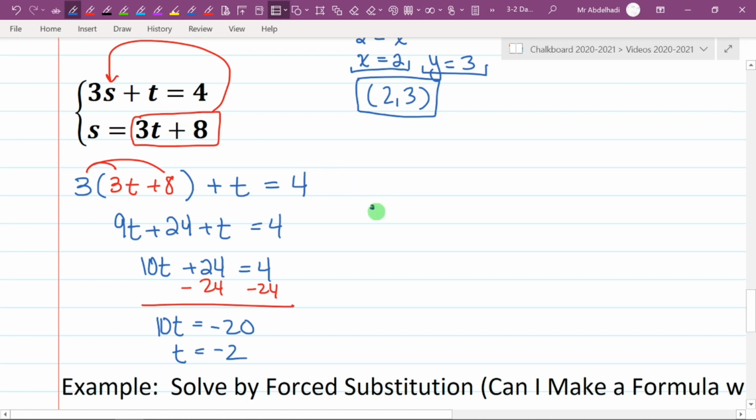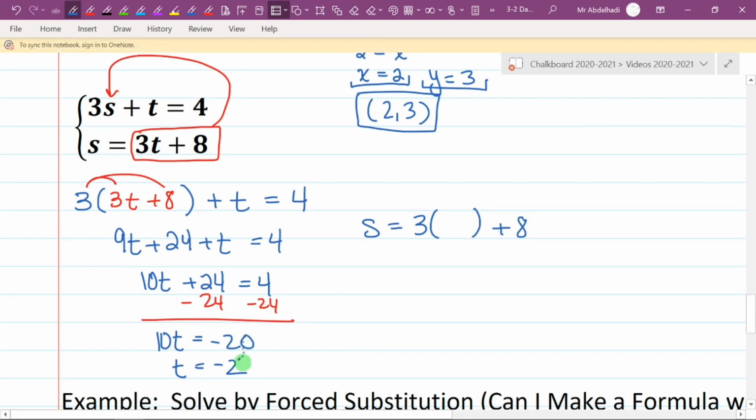So s equals 3, here's where the t is going to go, plus 8. Now what did we say t was? We said t was negative 2, so plug that negative 2 in there. So s equals negative 6, 3 times negative 2 is negative 6, plus 8, s equals... That's going to be a 2 right there. So now how do you write your ordered pair?